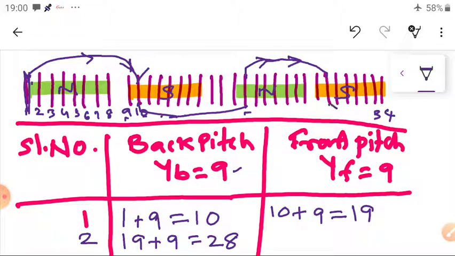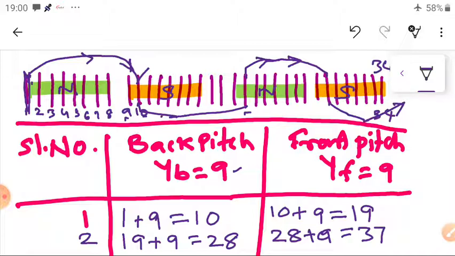Now this 28th should be connected one pole pitch further. Where are we going to connect? For that I calculate 28 plus 9, which is equal to 37. But dear students, we have a limit: the last conductor is 34.